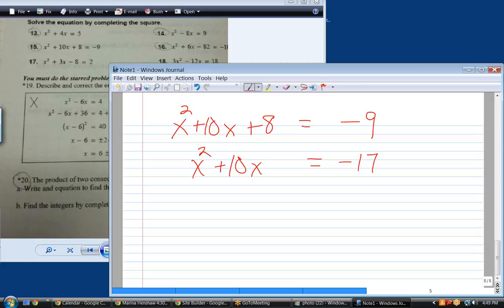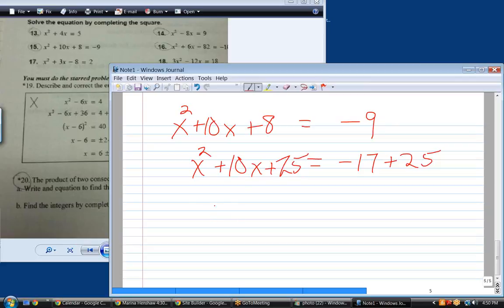Divide 10 by 2. Okay. How did I say to express this? Take half. Take half of the coefficient, square it, and then add it to both sides. Okay, so what number do we want to add to both sides? 25. So I'm going to add 25 to that side, and I'm going to add 25 to that side.